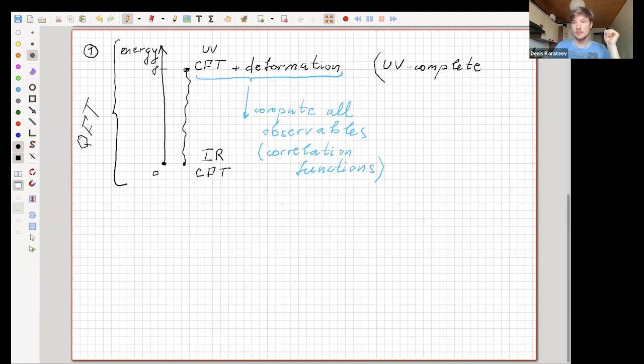UV complete stands for the fact that if you compute some correlation functions along the flow, if you take energies to infinity, you will still have some well-defined observables. They will basically be given by correlation functions of the conformal field theory. All right, so let's discuss examples.